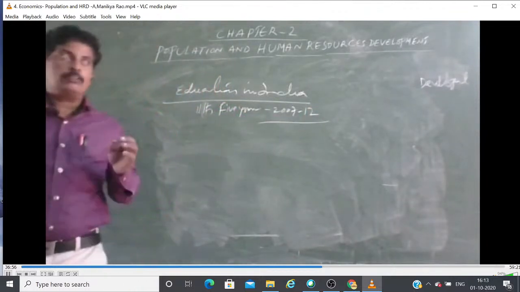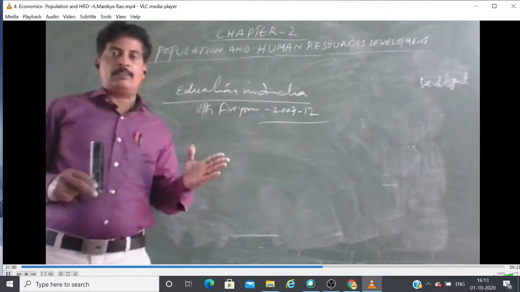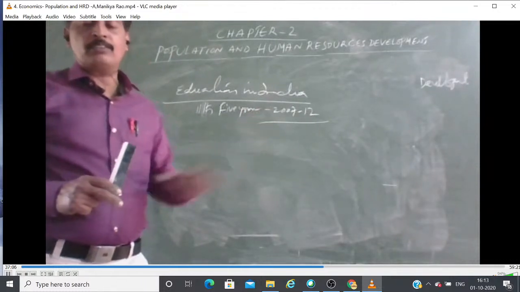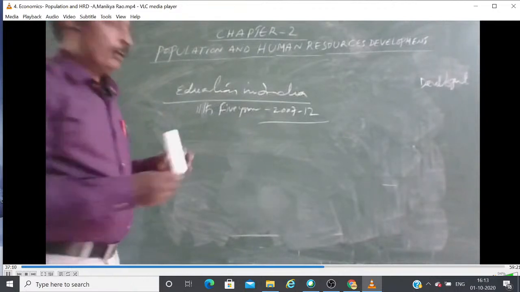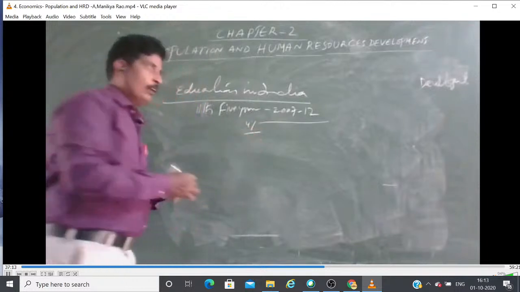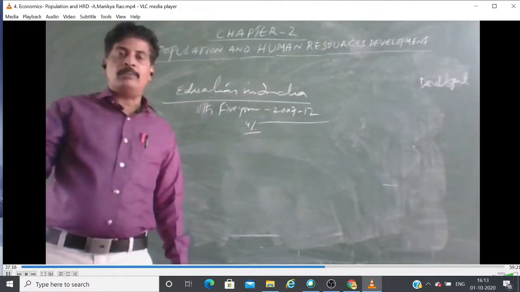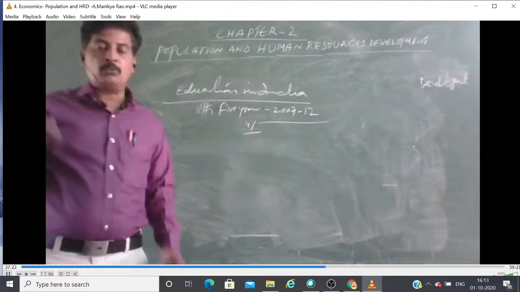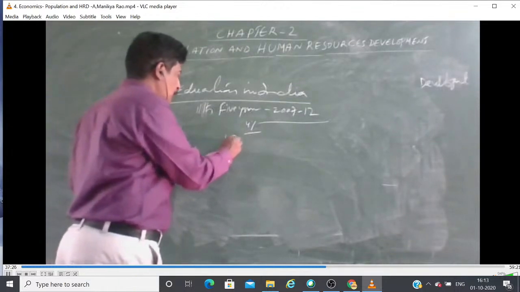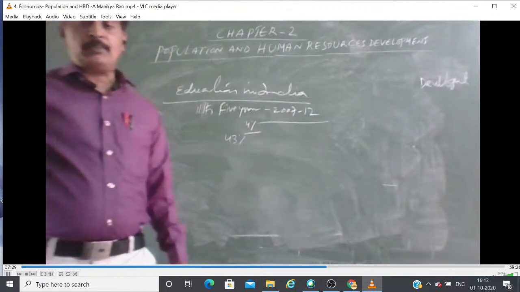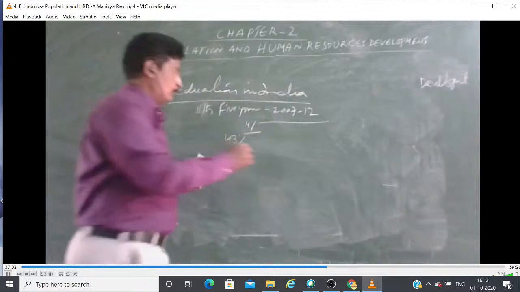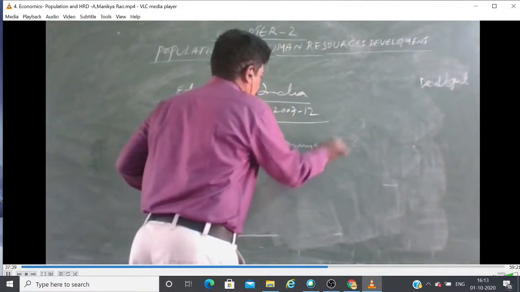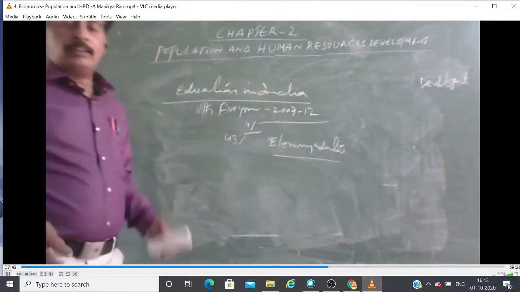In the 11th Five-Year Plan, a lot of importance has been given to the education sector. Here it is nearly 4% of GDP allotted for the education sector. In 2011-2012, nearly 43% of public expenditure was incurred for elementary education, primary education.